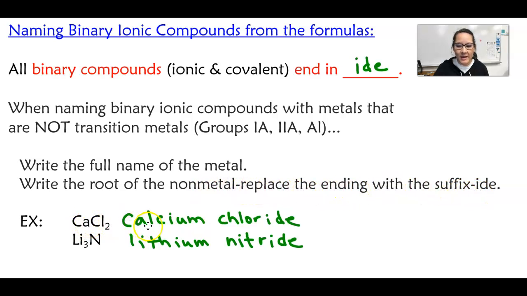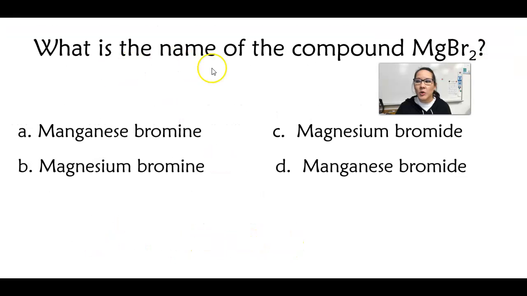For example, Ca is calcium, and then instead of chlorine, this will be chloride. Li is lithium. Instead of nitrogen, this will be nitride. So what is the name of the compound MgBr2? Mg is just going to be magnesium, not to be confused with manganese, which is Mn, so watch out for that. So it's going to be magnesium, and then instead of bromine, it's going to be bromide with the IDE at the end. And so C is going to be our correct answer for this question.